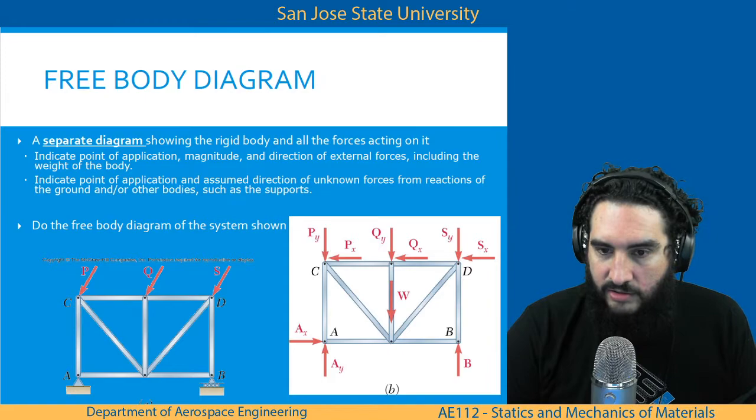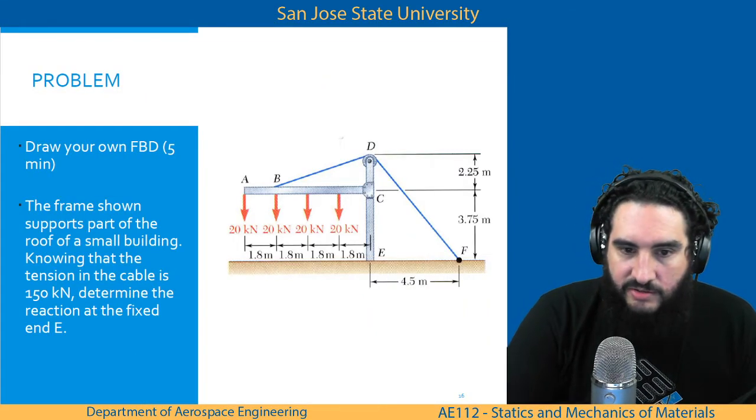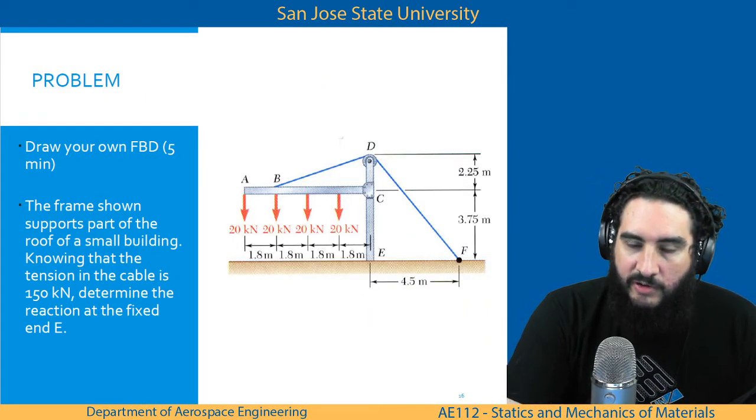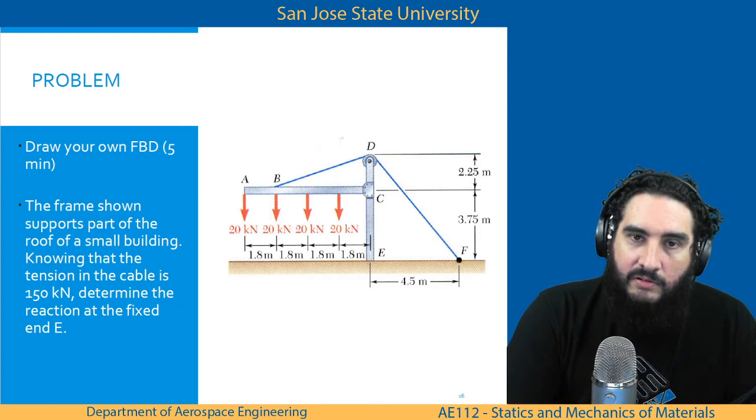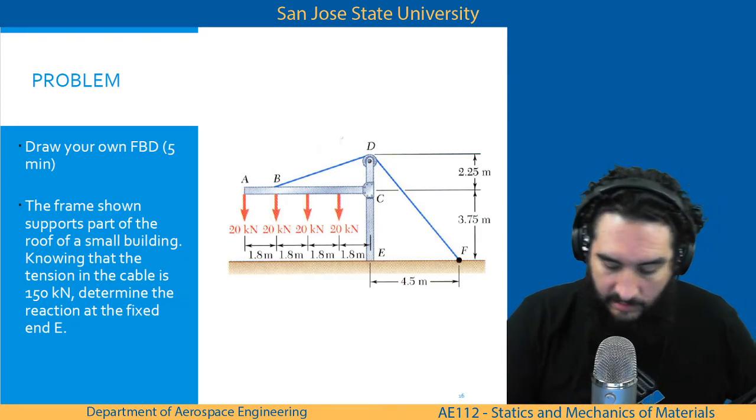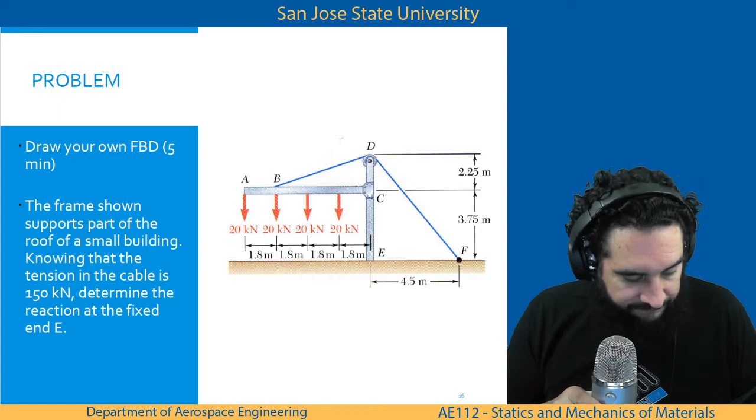Okay, now we get to the meat and taters. Take 5 minutes. I'm going to draw my picture and my free body diagram. Try this at home with me. And I'll be back in just a moment.